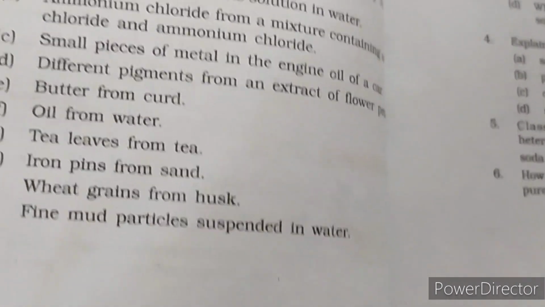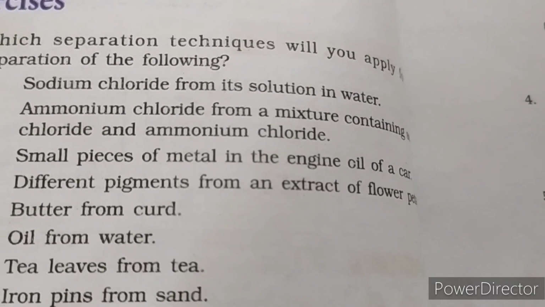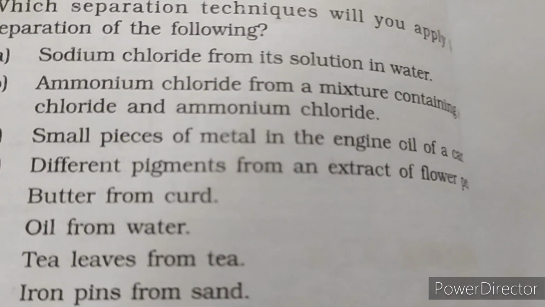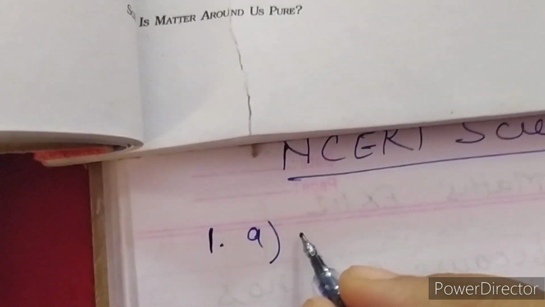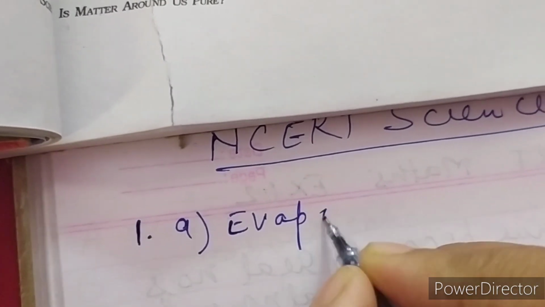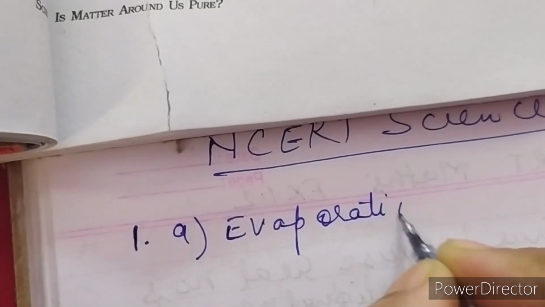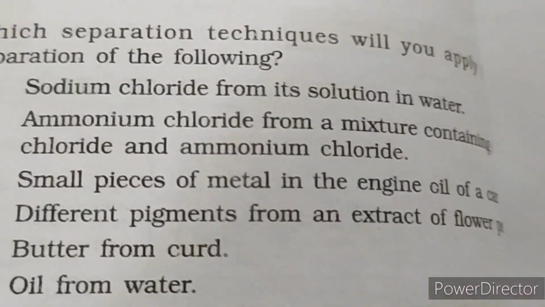Number first is, if you have read the chapter, it is very easy to identify the separation methods. Sodium chloride from its solution in water. So number first answer, A part, is evaporation. If you evaporate the solution, the water will be evaporated and the salt will be left behind.